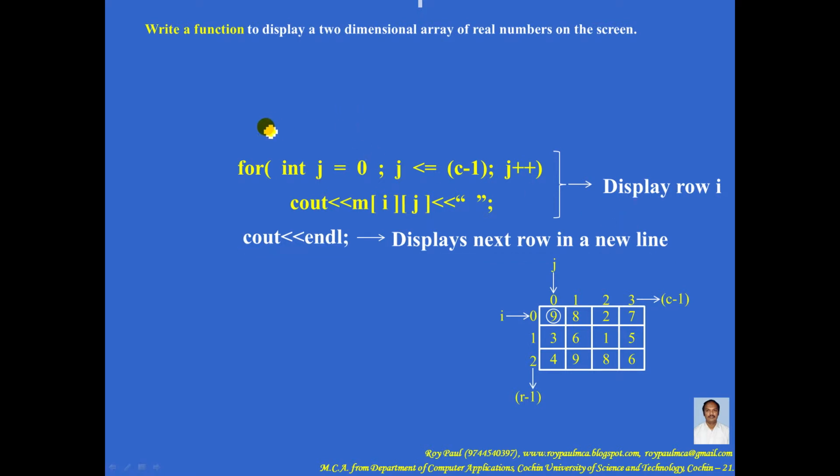So please remember the points. This is made use of to display row i on the screen. And after displaying row i, the next row should come in a new line. So this endl. Now, when i is equal to 0, in this code, if I put i as 0, I get row 0. Then because of this endl, the cursor will go to the next line. In this code, if I substitute i as 1, this i.